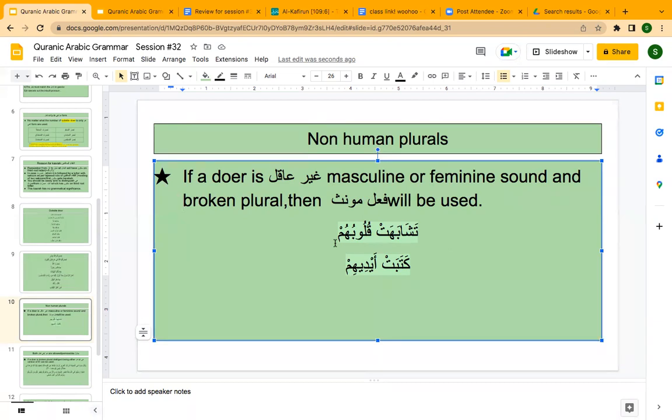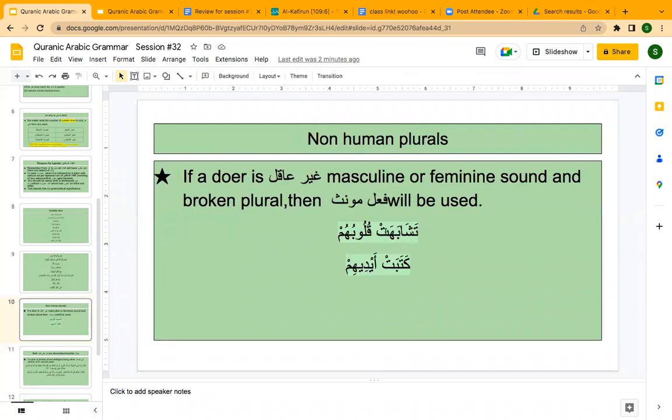Wow. So what does ghair aqil mean? Ghair aqil means unintelligent, something that does not have an intellect. Aql is intellect, okay? So even body parts are going to be considered ghair aqil. However, the person who is the possessor of those body parts is an aqil, but body parts themselves are going to be taken as ghair aqil, okay? Aqil, look at the root letters, ayn, qaf, lam, aql. Aql is intellect. Anything that does not have an intellect is going to be ghair aqil, right? Everything without aql is going to be ghair aqil. Okay, keep that in mind.